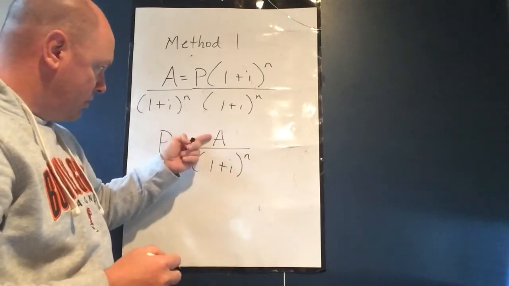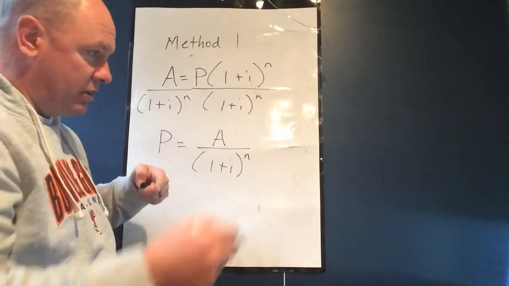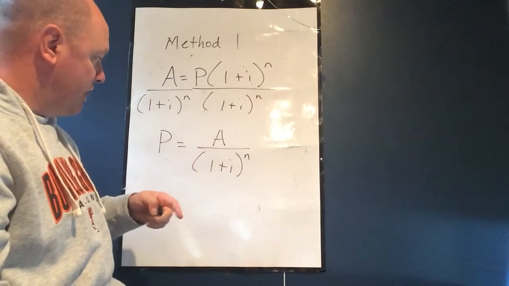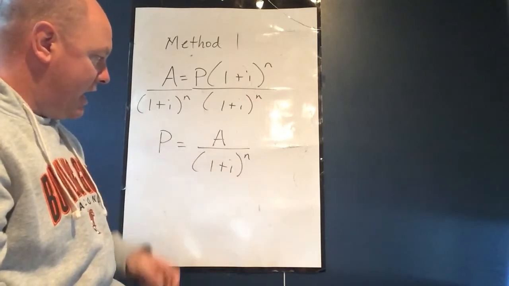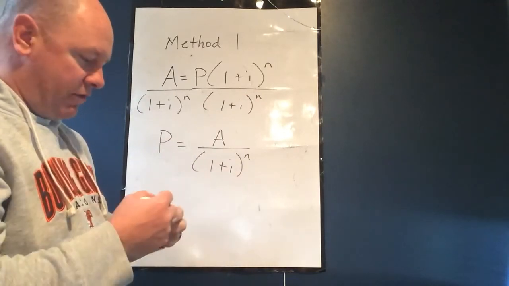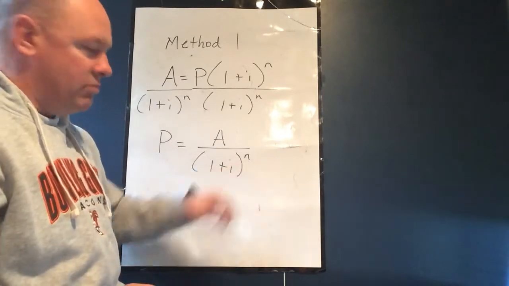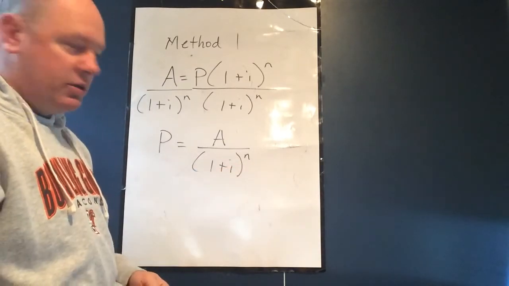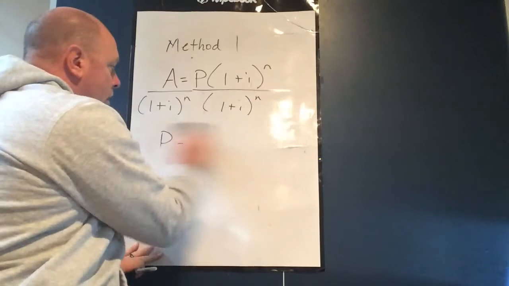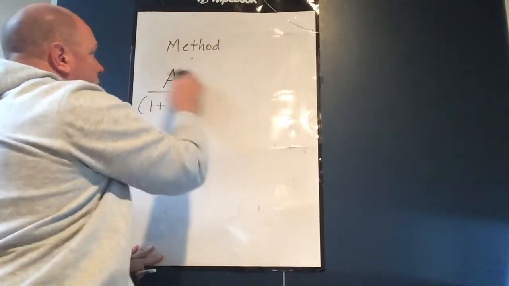So you put in the future amount that you know you're going to have to get to. Same idea as future values: finding the i, dividing it by however it's compounded, and the n, multiplying it by however it's compounded.